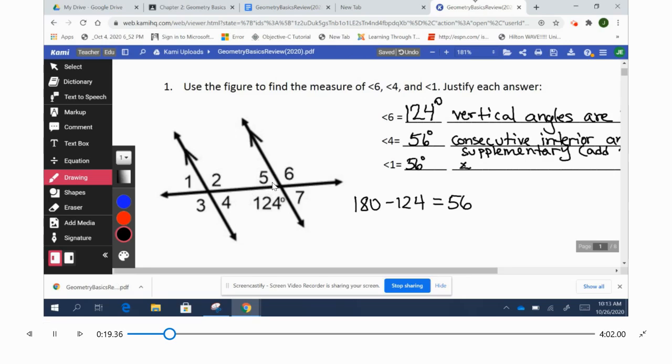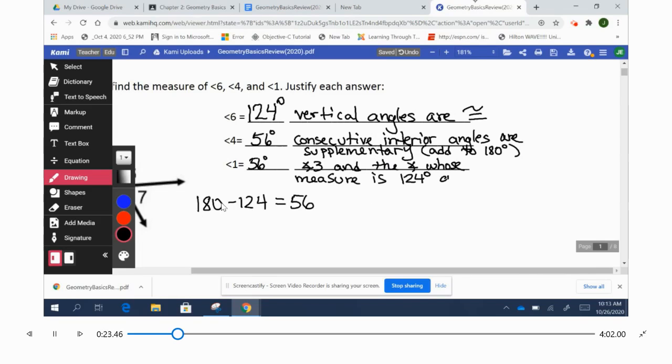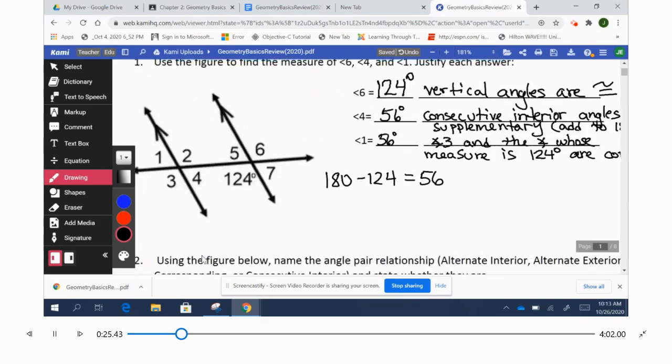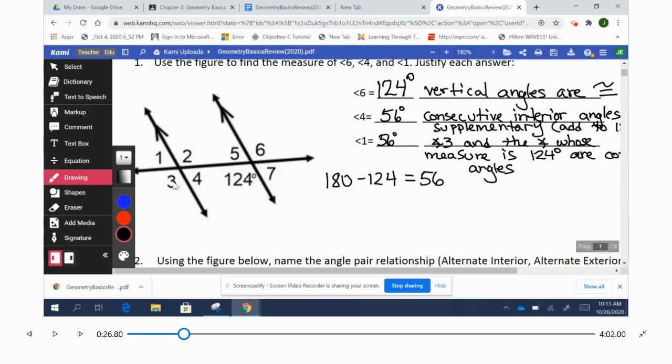So let's see what we did. Angle 3, right? So if we look, I'll pause this for a second. Angle 3 and the 124-degree angle are corresponding angles. When the lines are parallel, those are equal. So 124 is in that position, and then angle 1 and 3 create a linear pair. So those angles add up to 180, which is going to give us the 56. So that's the first one.